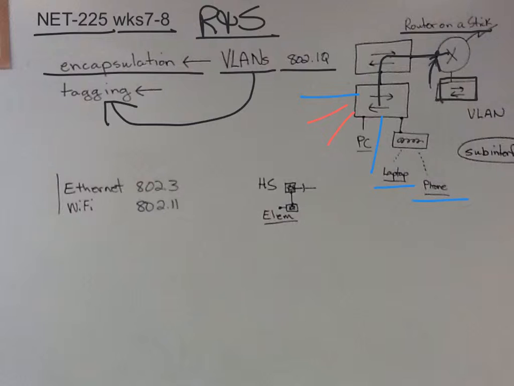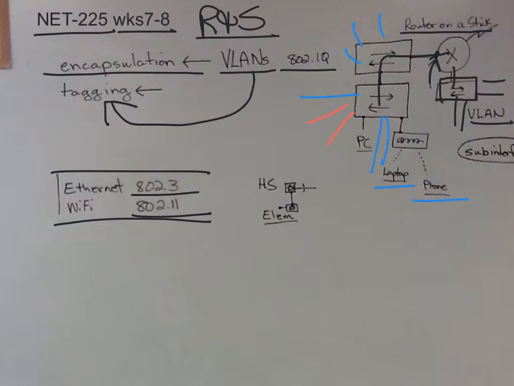This switch here, if this switch had VLANs, it had nothing to do with the VLANs on the other side of the router. Does that make sense? So these blue VLANs over here would have no effect on the different VLANs you might have over here. Alright, and we talked about a couple of other protocols: Ethernet 802.3, Wi-Fi 802.11.